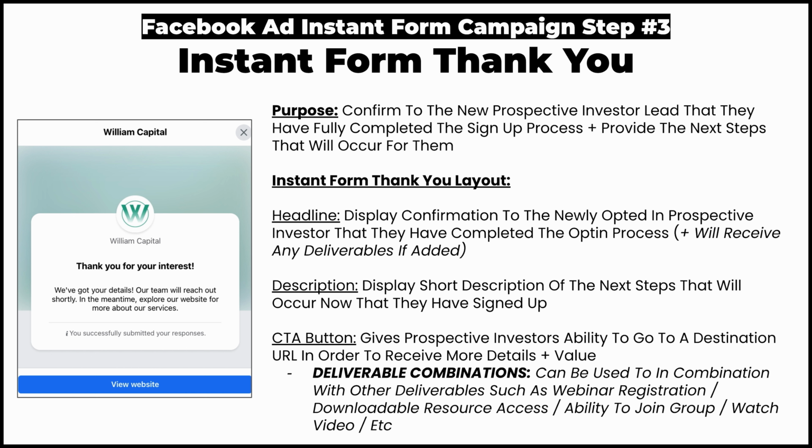So this essentially just gives prospective investors the ability to go to a destination URL, which you can type in, in order to receive more details or value. So this is exactly where you would want to provide any deliverables that you've provided to them upon opt-in. So once again, you can use this in combination with other deliverables such as webinar registration. So you can send them to a webinar registration page. You can send them to the page where they can download the resource that you provided to them. You can allow them the ability to join your Facebook group or some other form of group, to watch a video, just any other form of tangible deliverable or value.